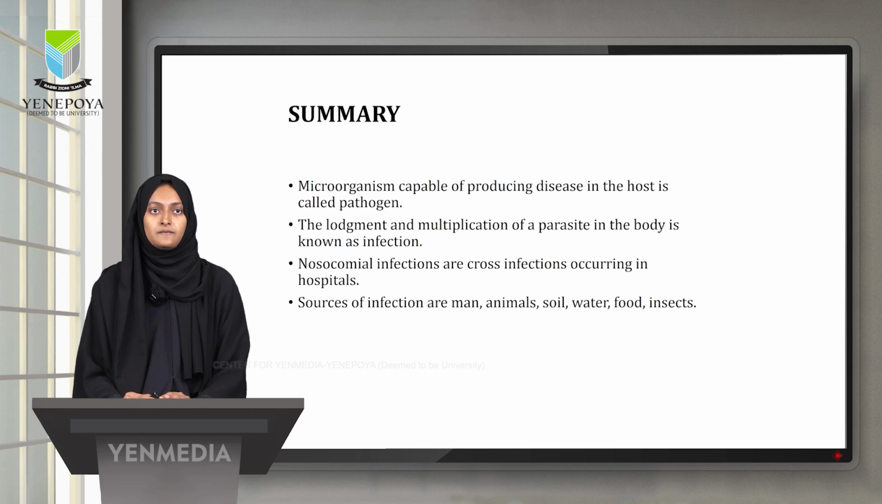Moving to the summary, microorganisms capable of producing disease in the host are called pathogens. The lodgement and multiplication of a parasite in the body is known as infection. Nosocomial infections are cross infections occurring in hospitals. Sources of infection are man, animals, soil, water, food and insects.